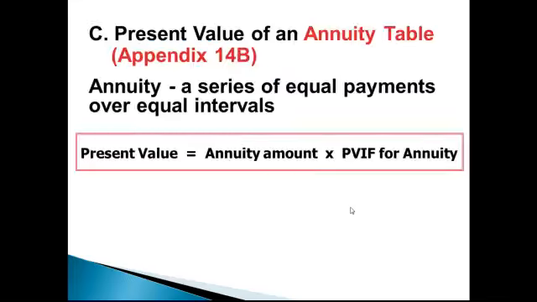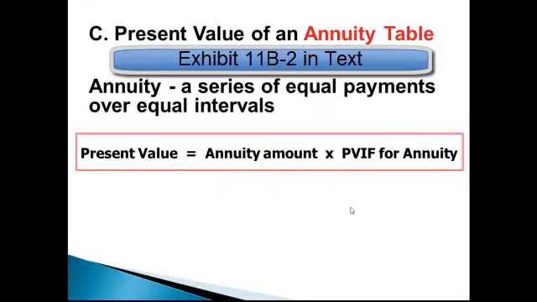We also have present value of an annuity table that you'll be provided on your final exam. And remember that an annuity is a series of equal payments over equal time periods or intervals. They have to be the same amount every year for X number of years. You can find the present value of an annuity by taking the annuity amount. If you're getting $1,000 a year for 5 years, you'll take that $1,000 times the present value interest factor for an annuity.